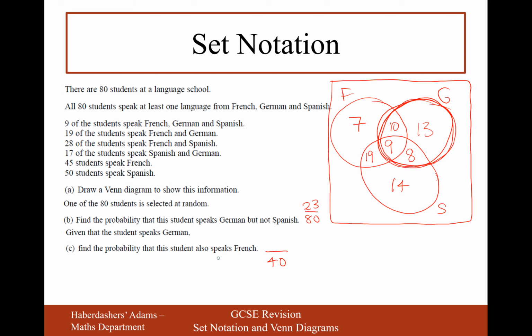Find the probability that the student also speaks French. It would be these 19 people here. These 19 people are in the German circle, so we know they speak German, and they also speak French. So 19 out of 40. And there we are. That's all the questions we have for this video.